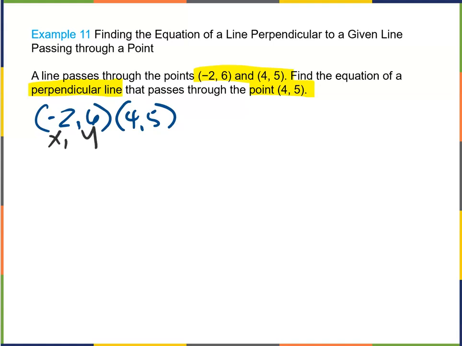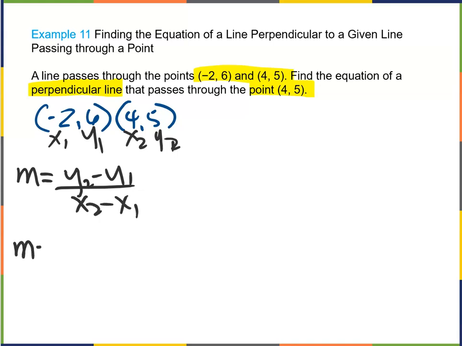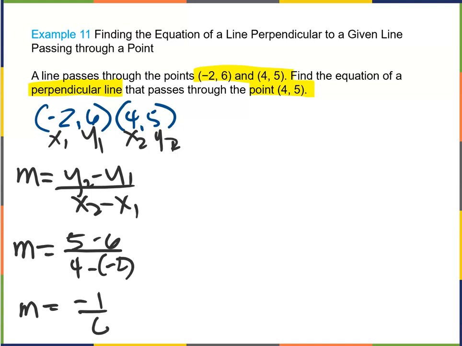So remember, the change in y over change in x: y2 minus y1 over x2 minus x1. So with this, that's 5 minus 6 over 4 minus -2. 5 minus 6 is -1. 4 minus -2 is 6. So this is the slope of the first line with these 2 points: -1/6.